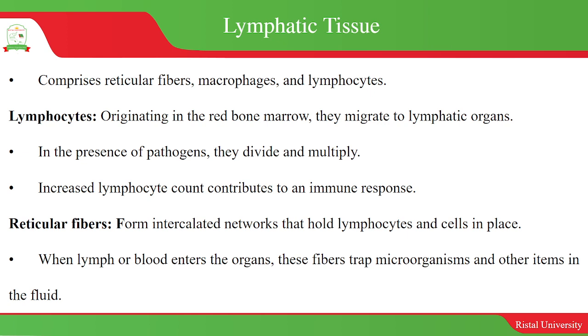The lymphocytes are basically blood cells that are made in the red bone marrow. Then they migrate to the lymphatic organs for maturation and waiting for activation to respond to any pathogens. So the lymphocytes are key in responding to pathogens that invade the body. And then we have the reticular fibers. These are an intercalated network that hold the lymphocytes together and in place. When lymph or even blood flows through these reticular fibers, they are filtered, and dead tissues and microorganisms are trapped and destroyed by the lymphocytes.